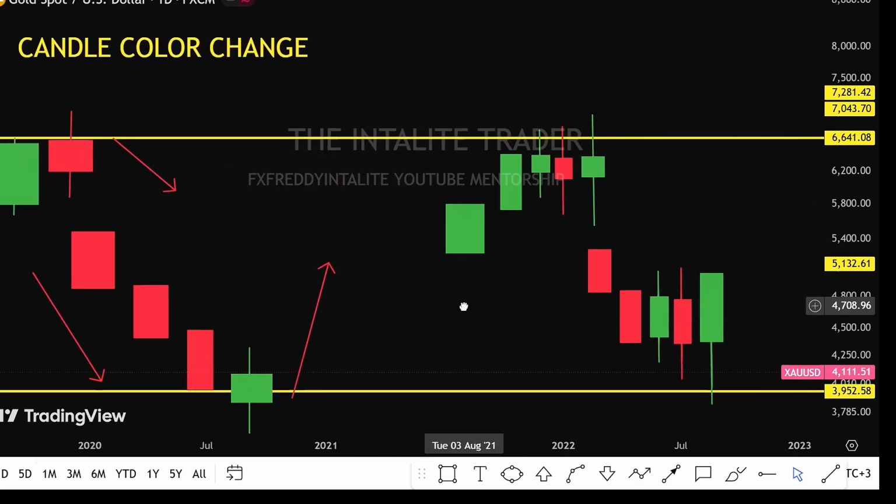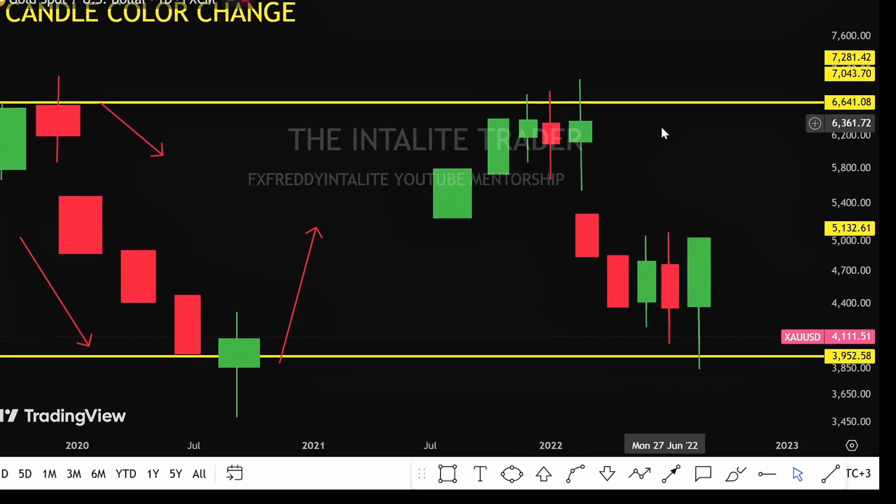The same thing applies to this. You have all green candles before you have a candle color change. Buyers are no longer in control of this trend. Sellers are likely to step in. It is an early signal, but it's not a confirmation.